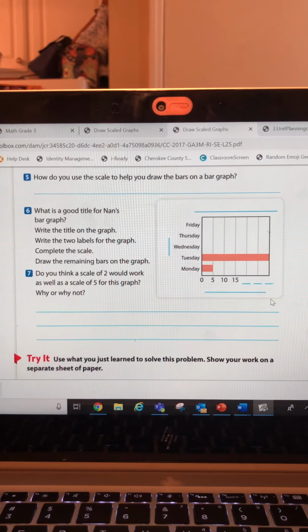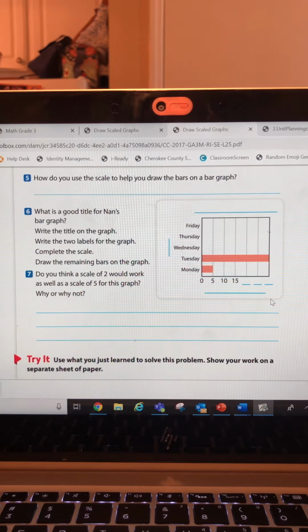So how can we use this data to help us make a bar graph? How do we use it to help us draw the bars? Let's really think about that. Where am I going to get the numbers for my bars?